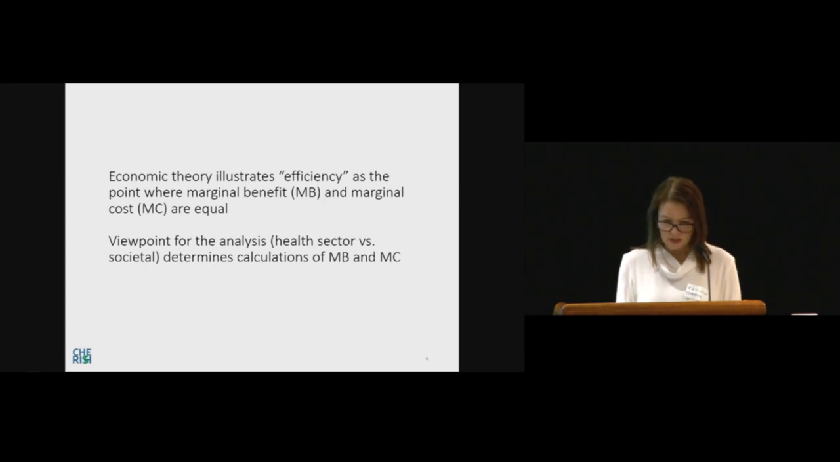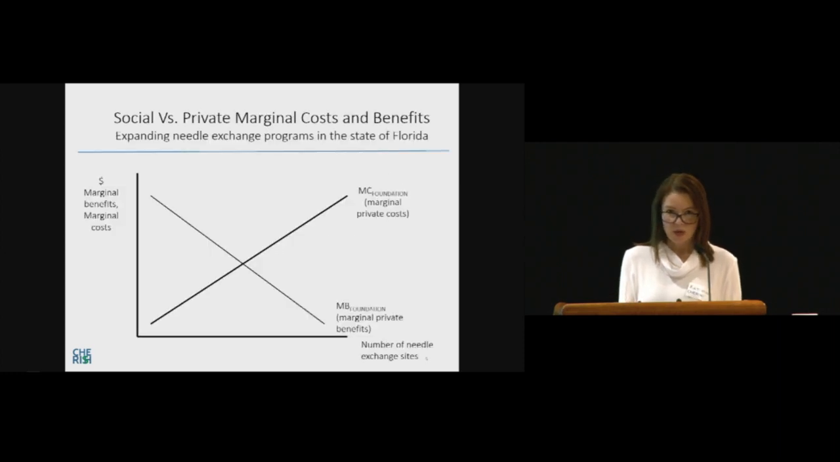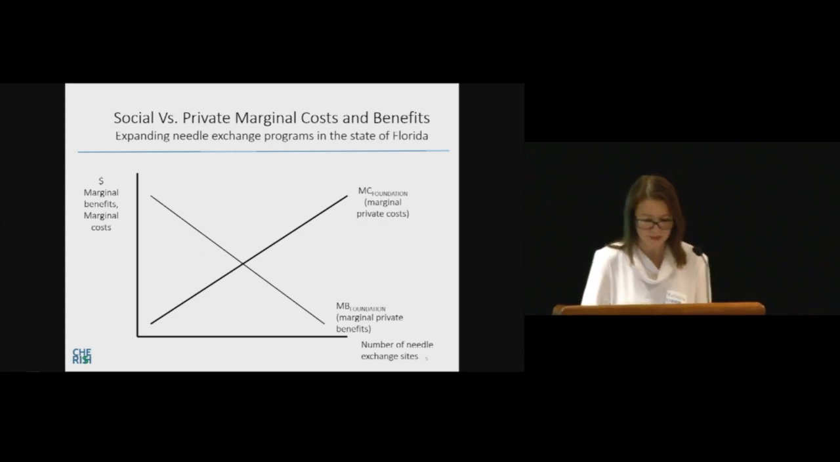So let's do a simple example, and I'm just going to show you how the difference in perspective is also going to tell you something about different levels of efficiency. This is a basic example thinking about expanding needle exchange programs in the state of Florida, which is something that's very near and dear. I'm pointing to a couple of the University of Miami students that are involved in what is just a pilot study in Miami of a needle exchange program, the first in the state. There's a lot of interest in expanding that, so this is very much on our minds in Miami, and I thought it would be a good example here.